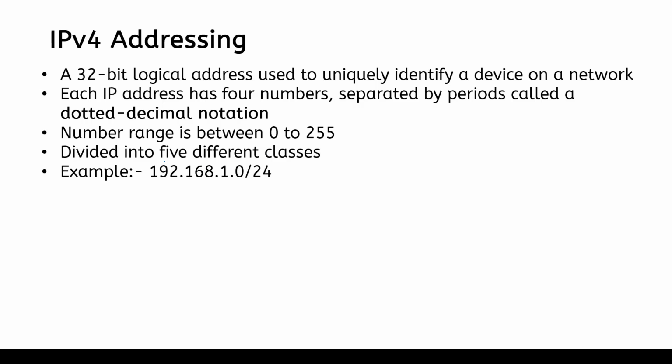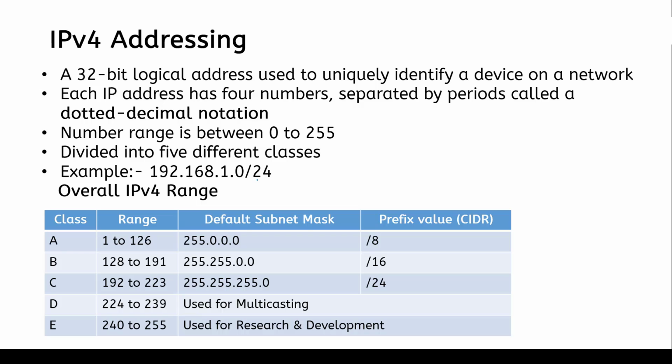192.168.1.0/24, and this /24 is the CIDR notation, or the classless interdomain routing notation, that we will deep dive into in another video lecture. The overall IPv4 range is as shown. Class A range is from 1 to 126. The default subnet mask of the class A address is 255.0.0.0 and the prefix value is /8.